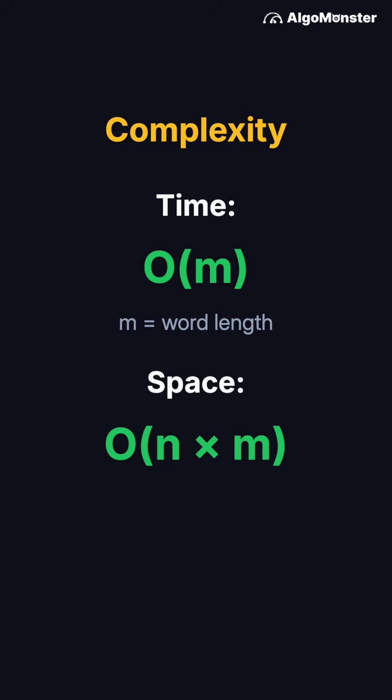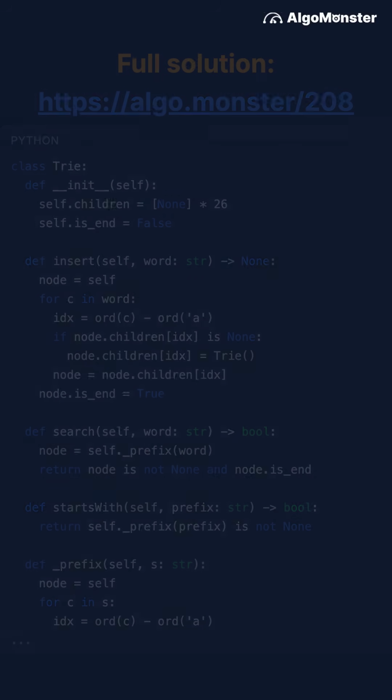Time complexity is big O of M for all 3 operations, where M is the word length. Each character needs 1 array lookup at constant cost. Space is big O of N times M in the worst case. Shared prefixes reduce this significantly in practice. Here's the full code.